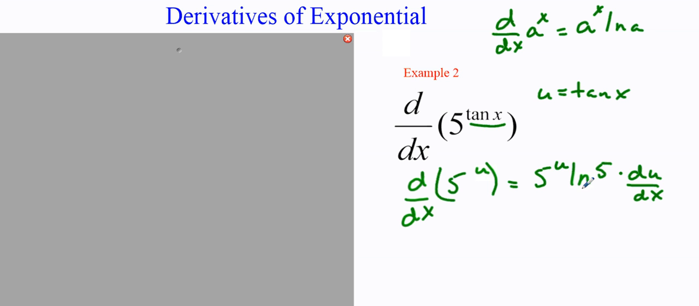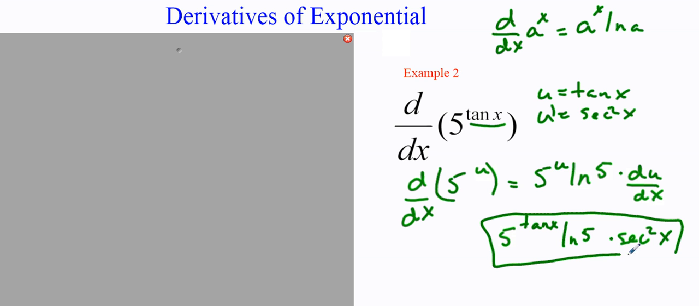That's the chain rule. The derivative of tangent, we should know, is secant squared of x. So the derivative of u is secant squared of x, and we're going to plug that in. Finishing it up: 5 to the u, where u is tangent of x, times the natural log of 5, times the derivative of u, secant squared of x. Right there, my friends, is our solution.